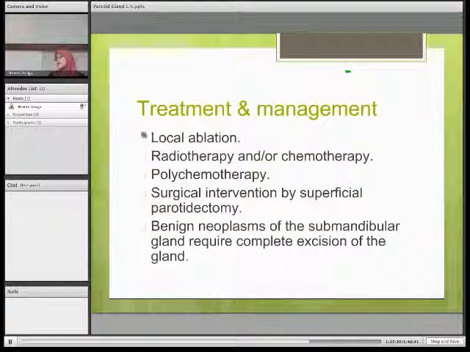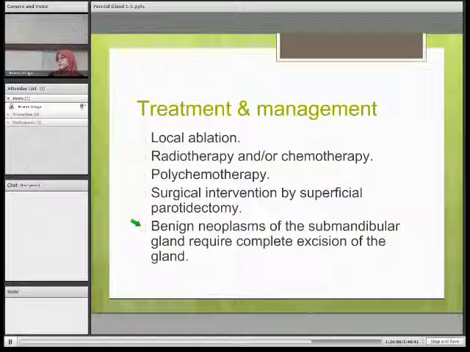Treatments: local ablation, radiotherapy, chemotherapy, polychemotherapy, which is basically chemotherapy with several different drugs. Surgical intervention by superficial parotidectomy. I put superficial because 80% of the time it's only benign, so superficial is enough. But if it's malignant or if it's highly infiltrative, you would have to be more radical in terms of the surgical intervention, whereby the facial nerve itself has to be sacrificed. You have to take out the facial nerve as well. But yeah, that's an added point there.